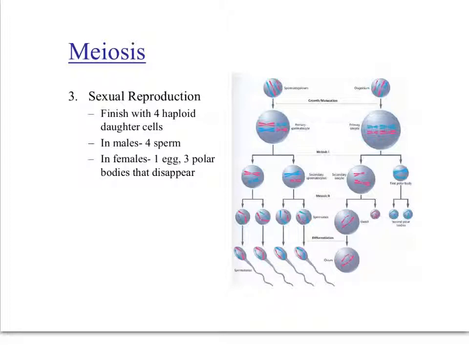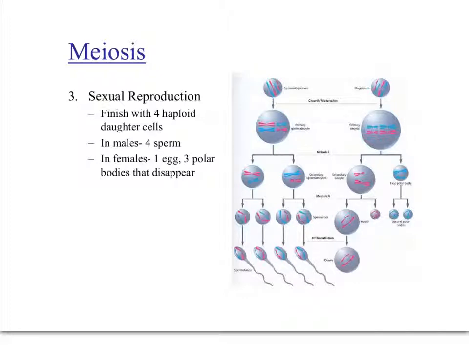You make 4 eggs, but as you see here, this egg is bigger than this one, and over here, this one is even bigger than this one. So basically, the body is putting all of its eggs, no pun intended, into one basket. So it's putting all of its energy into making one supercell. So you end up with one cell that survives and 3 what are called polar bodies that basically just deteriorate and fade away. So you end up with 1 egg or 4 different sperm.